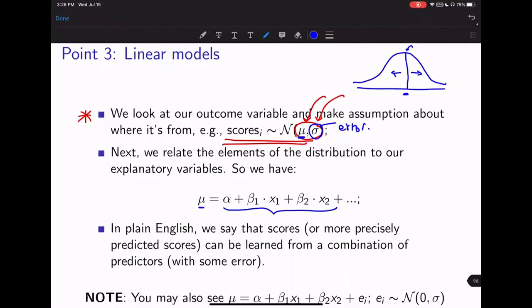So in plain English, what we do when we construct models, when we try to use our model to learn about things, what we actually just did was to say that scores can be learned from a combination of predictors, or explanatory variables.